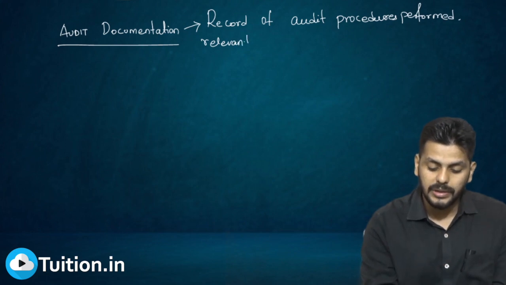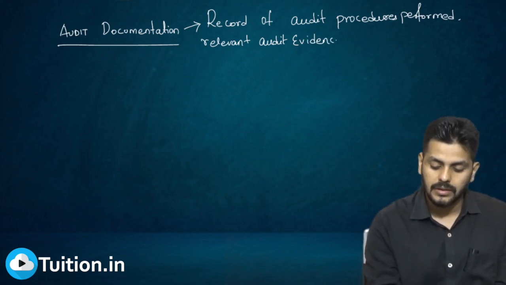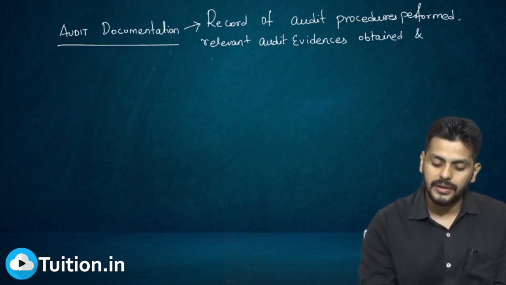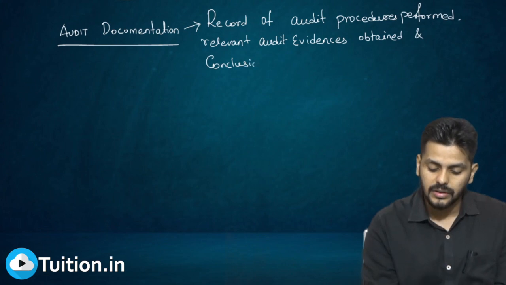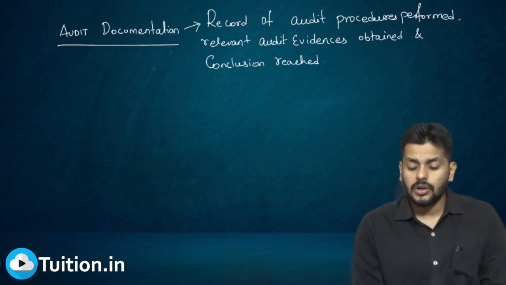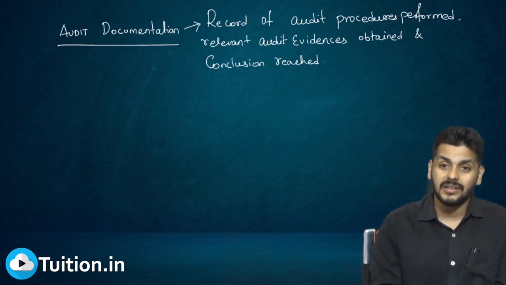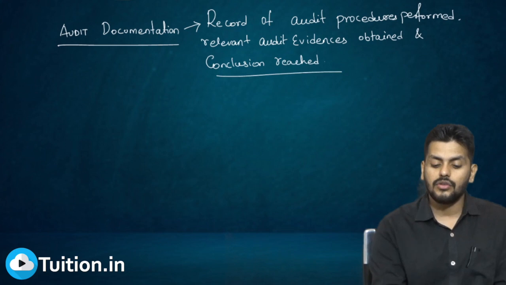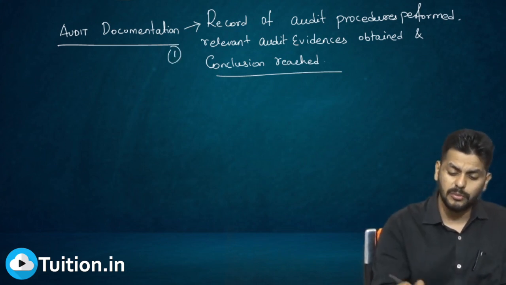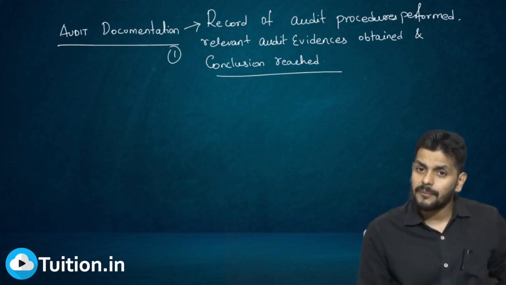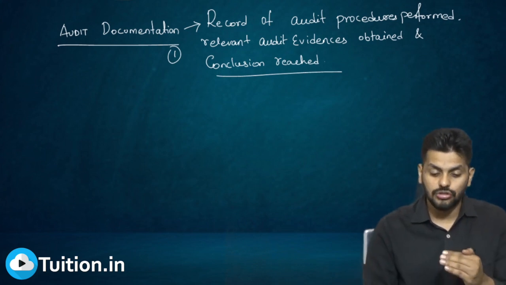Relevant audit evidence obtained. And most importantly, the conclusions reached. That's the whole point. So it's a record of audit procedures performed, relevant audit evidence obtained, and the conclusions reached. That will decide what you have done in the audit, and you have to keep a copy of that so that it is useful for future references. So that's the first and foremost thing that I would want you to know about audit documentation, which is nothing but a record of all the audit procedures performed, relevant audit evidence obtained, and the conclusions reached.